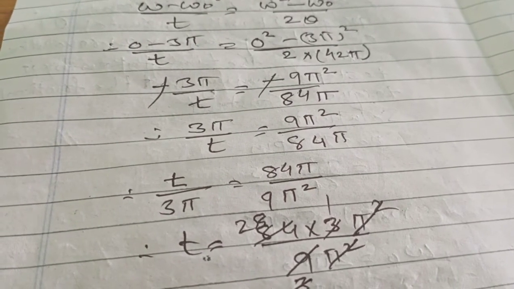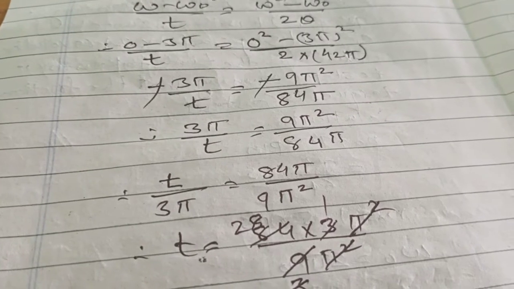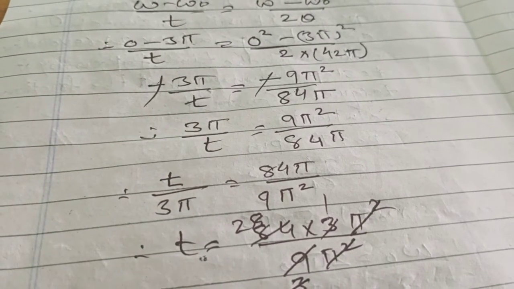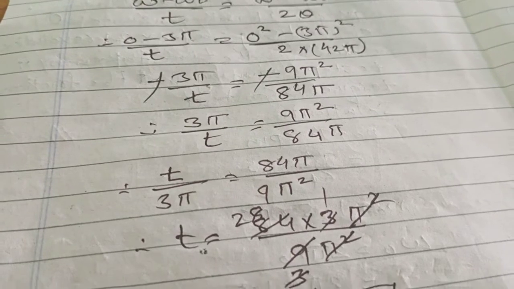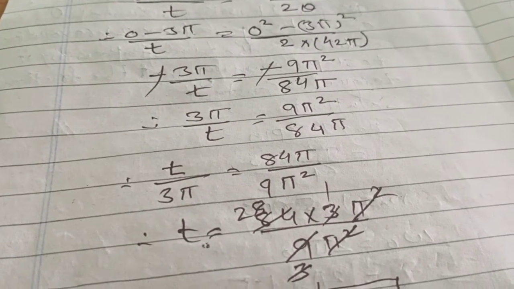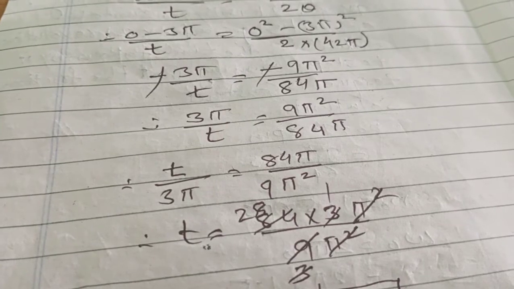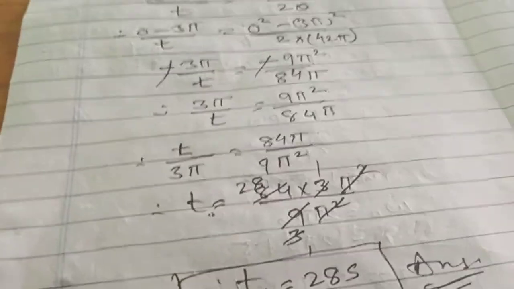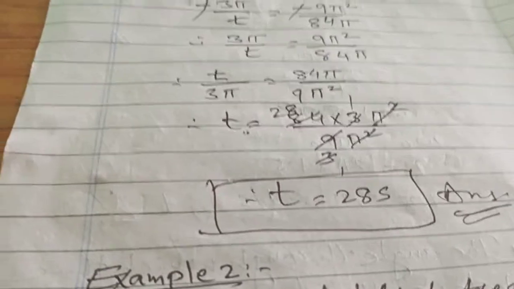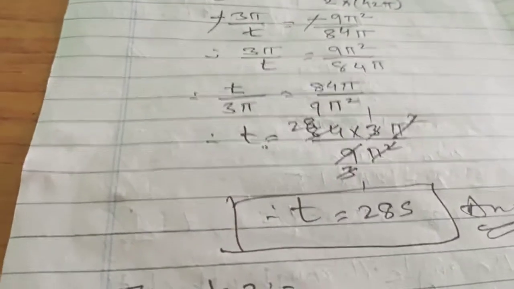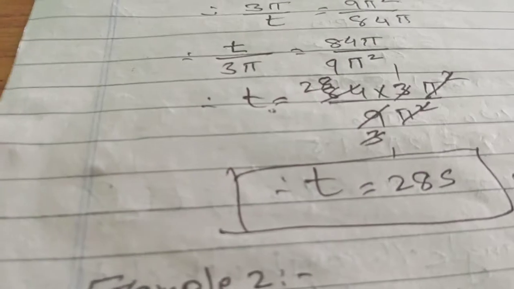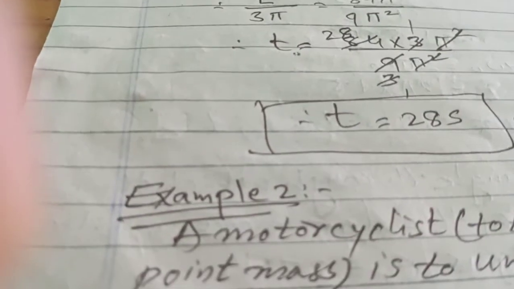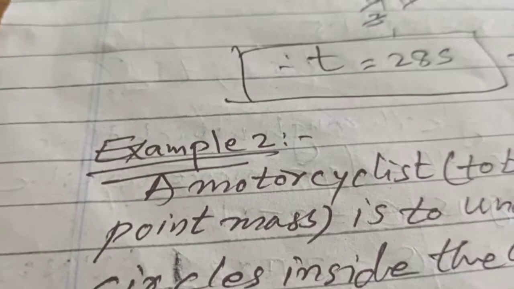84 into 3 pi upon 9 pi square. Pi cancels, 3 into 3 is 9, 3 ones are 3, 3 sixes are 18, and 24 divided by 3 is 8. So how much time is required? T is equal to 28 seconds. This is the first numerical of this type, using the revolutions, the angular velocity, and the stopping of the fan from its initial velocity.